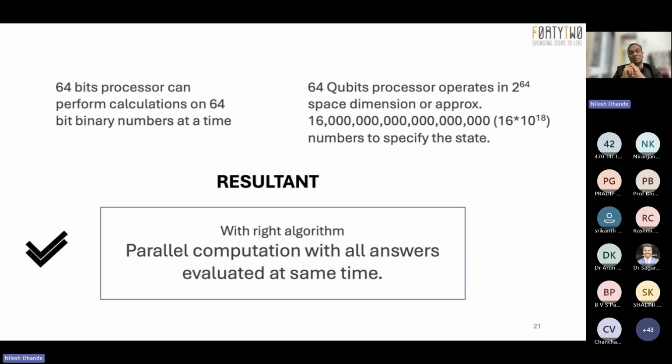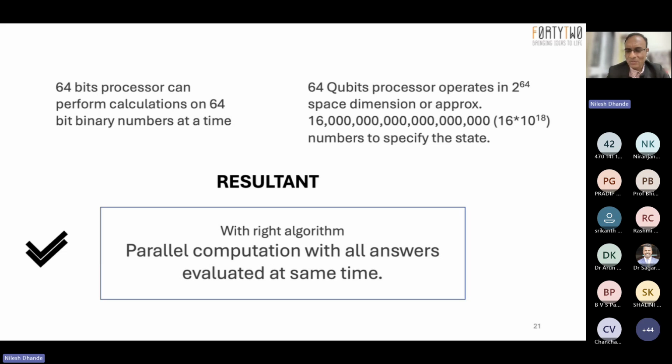In the case of quantum computing, 64 qubits means 2 raised to the power 64, which is about 16 into 10 raised to the power 18. That is the amount of computing power that will be available with a 64 qubit processor.